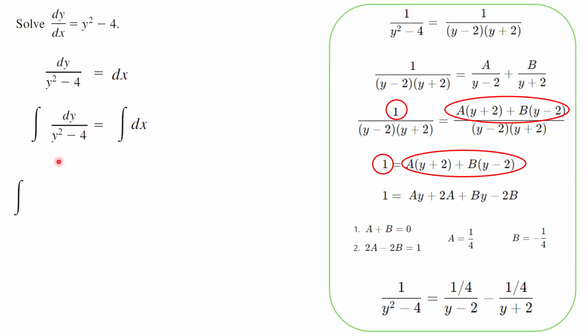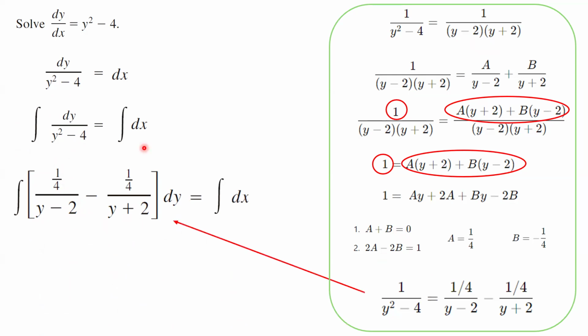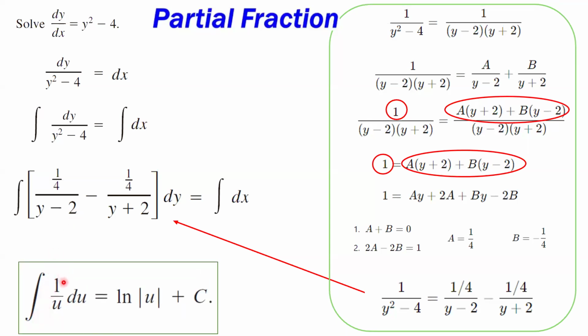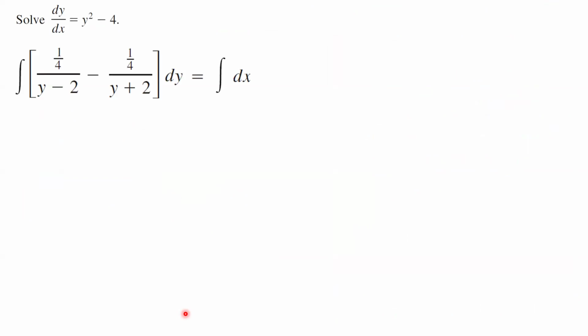So let us move on and calculate the integral on the left. It is the integral of 1/4 over y minus 2 minus 1/4 divided by y plus 2 with respect to y. And on the right-hand side, you have the integral of dx. So again, this fraction is broken into the summation of two simpler fractions by using the method of partial fractions. The question is, how do you calculate the integral on the left? We're going to go back to calculus and use the formula: the integral of 1 over u du is ln of the absolute value of u plus C. So in solving the differential equation, so far we have the integral on the left and the integral on the right-hand side.